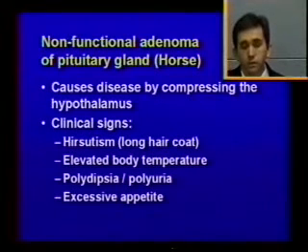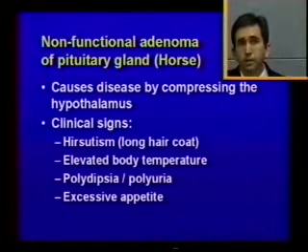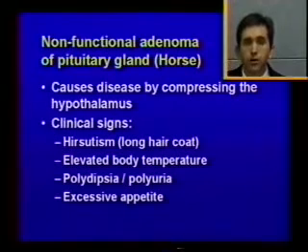So horses with this condition develop hirsutism, or an abnormally long hair coat. They develop an elevated body temperature, polydipsia, polyuria, and excessive appetite. All of these are attributable to the tumor expanding up and compressing the hypothalamus of the brain.